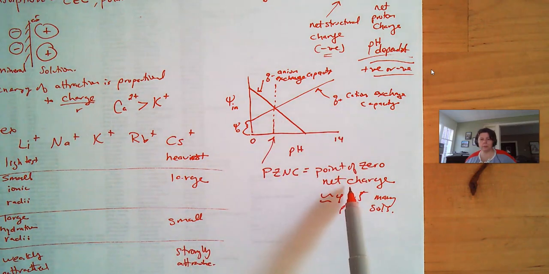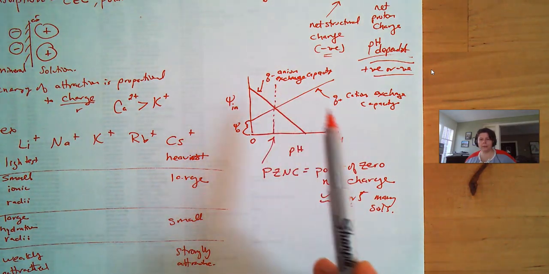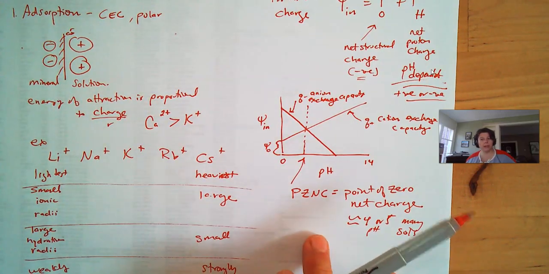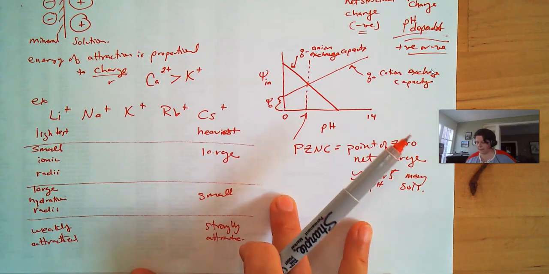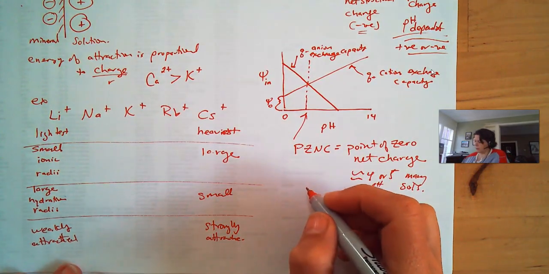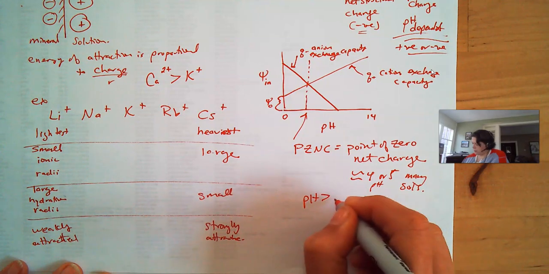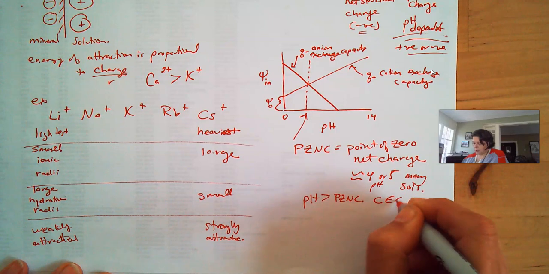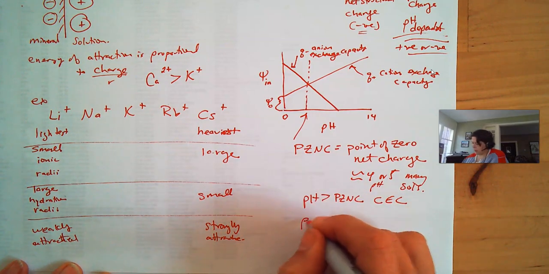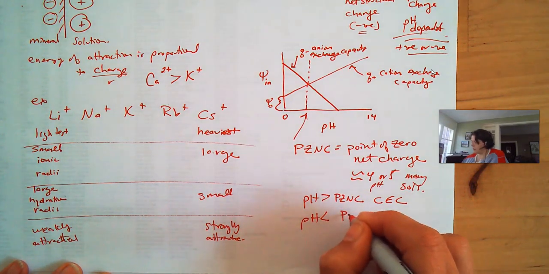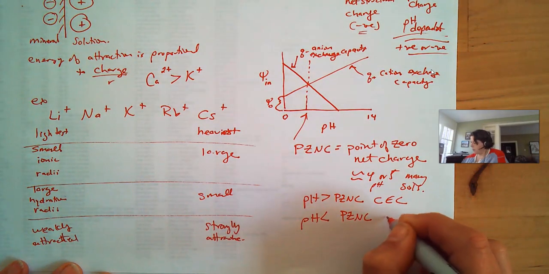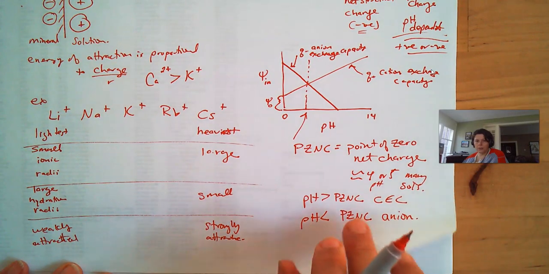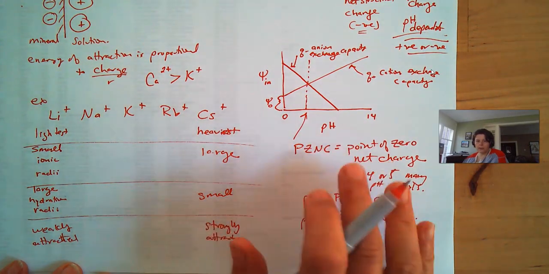If we go less than 0.4, we're going to get anions because we're going to change the charge of our minerals here from being net negative to being net zero or net positive. So, just to reiterate that, when the pH is greater than the PZNC, cation exchange capacity is dominant. If your pH is less than your PZNC, you get anion exchange dominant. So this is really important to know the pH of the soil.